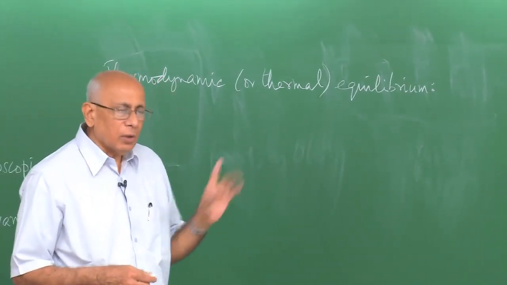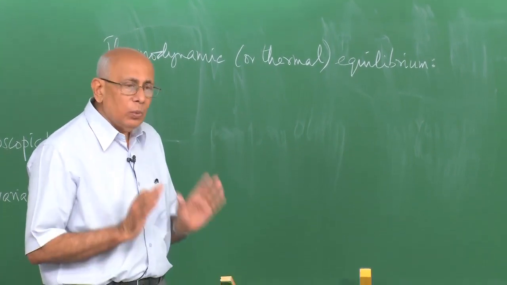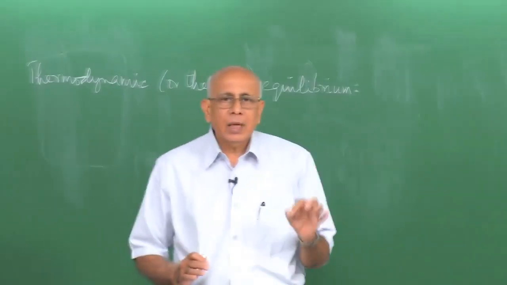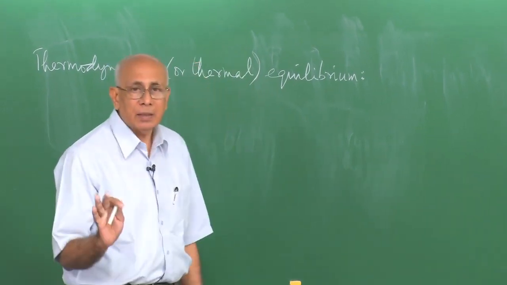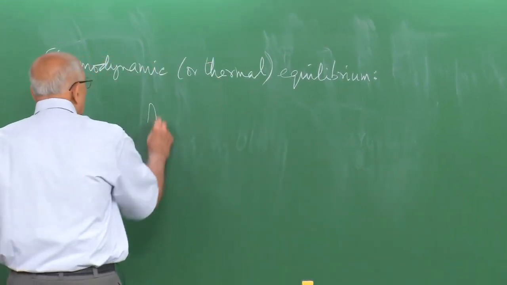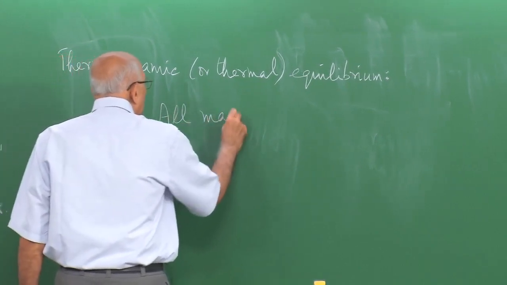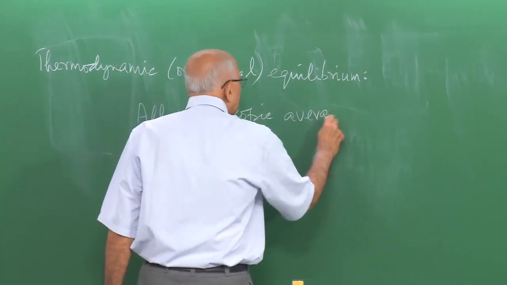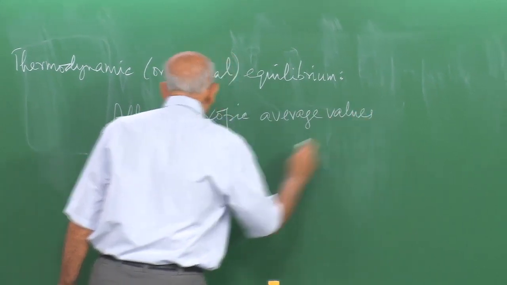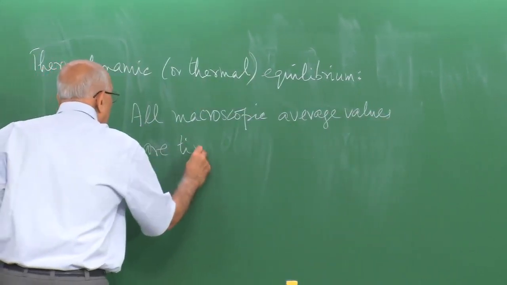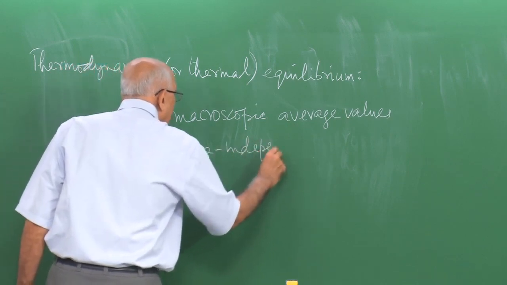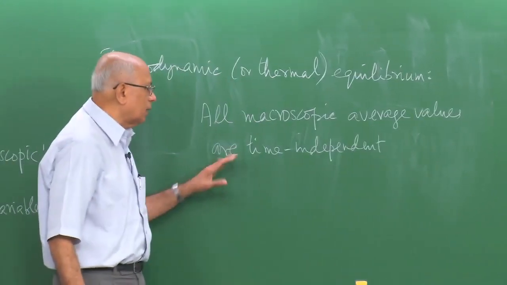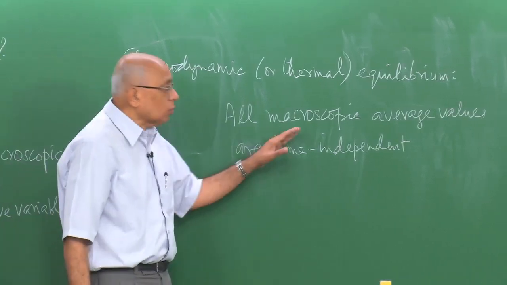But the better way to define thermal equilibrium is to say that it is a state of a system, a macroscopic system, in which these averages, these thermodynamic variables, have values which are time independent. So, there is no time dependence at all. All macroscopic average values are time independent. As I said, this can be made more rigorous, but for our purposes this suffices at the moment. This definition is enough. Macroscopic average values.